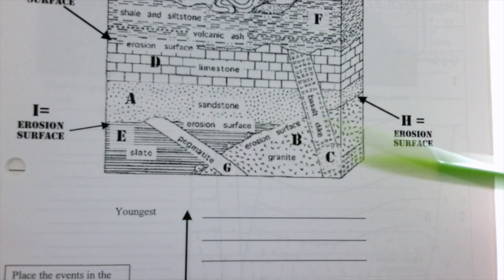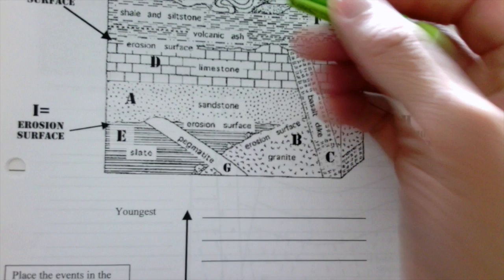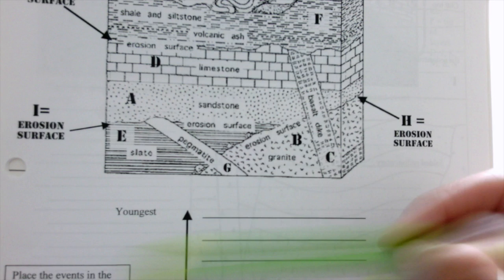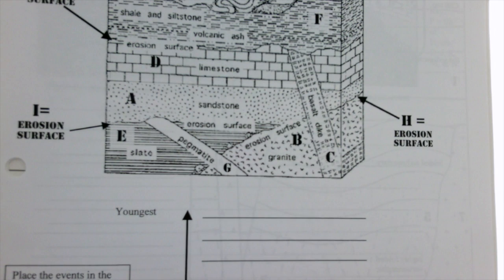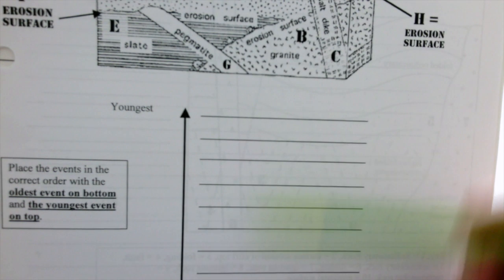One thing to keep in mind in geology is that geology builds from the bottom up. We're used to starting at the top left and reading to the right and then down. Notice how when we look here, we're going to start at the bottom where it says oldest, and we're going to work our way up.